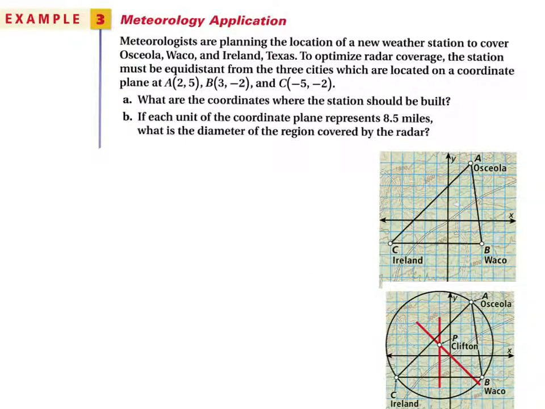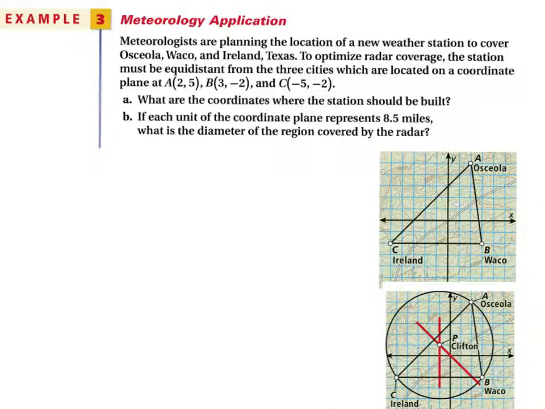Example 3. Meteorologists are planning the location of a new weather station to cover Osceola, Waco, and Ireland, Texas. To optimize radar coverage, the station must be equidistant from the 3 cities, which are located on a coordinate plane at A, B, and C at those given points. What are the coordinates where the station will be built?